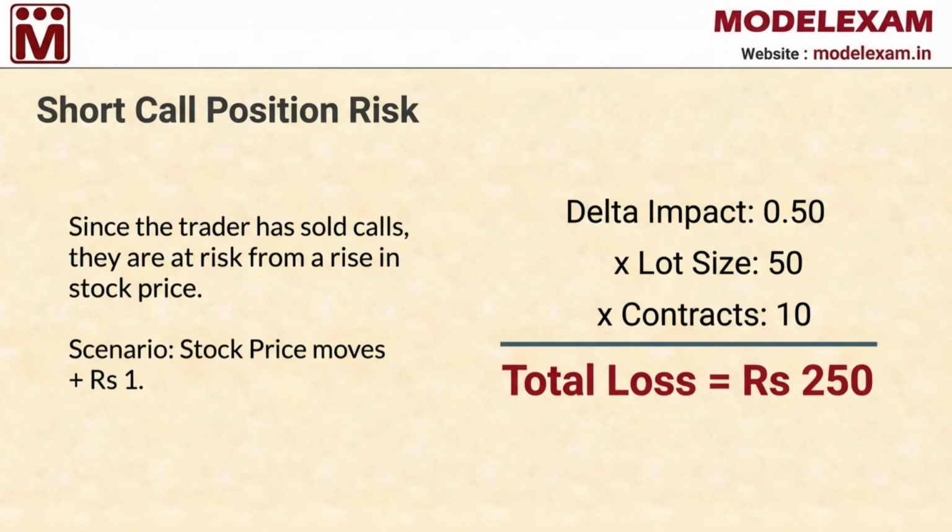Now, we must consider the risk of this short call position. Because you have sold these calls, you are at risk if the stock price goes up. Let's imagine a scenario where the stock price rises by 1 rupee. To find your total loss, you take the delta impact of 0.50, multiply it by the lot size of 50, and then multiply that by the 10 contracts you sold. This results in a loss of 250 rupees.